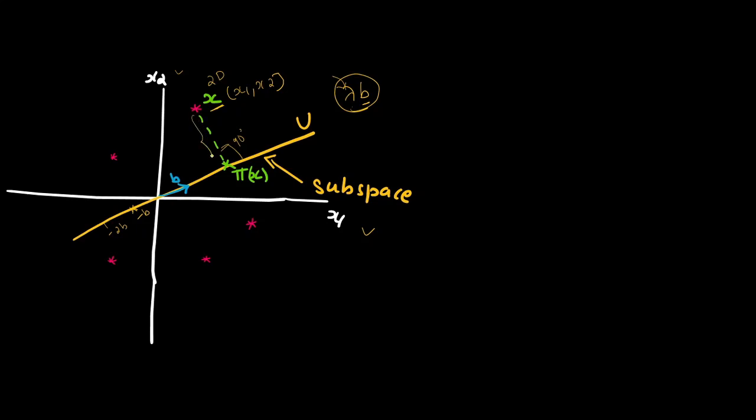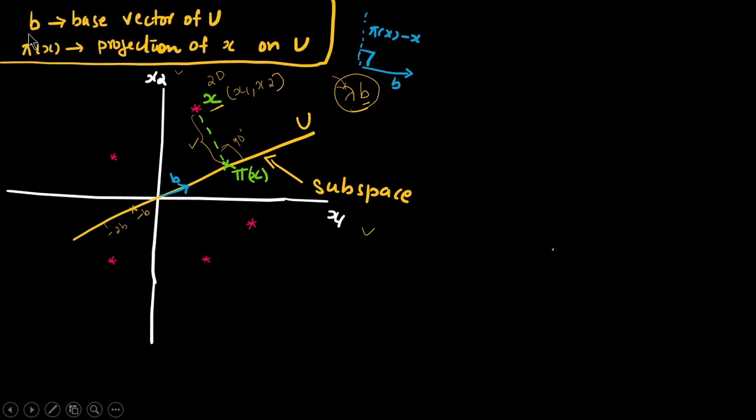And this vector is represented as x minus pi of x, or pi of x minus x. It's an important vector. Then this b is the base vector of U, and pi of x is the projection of x.